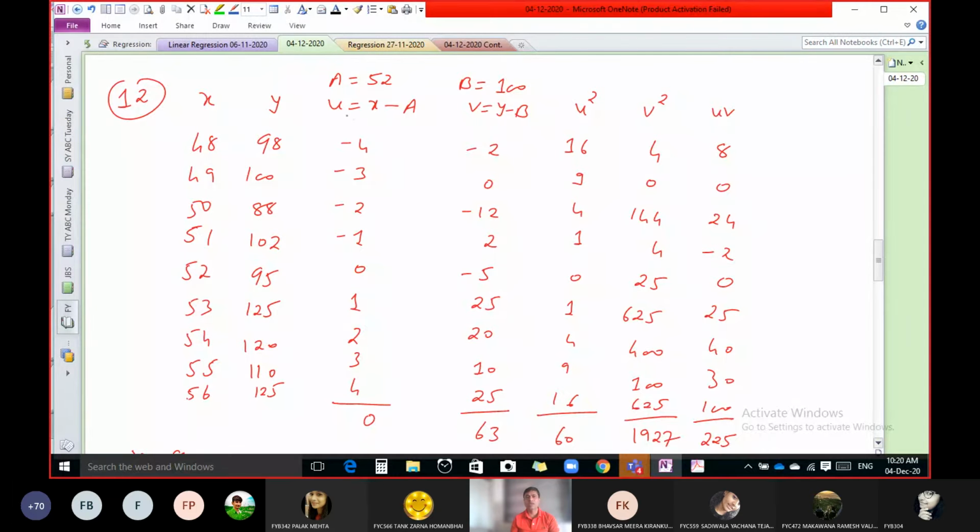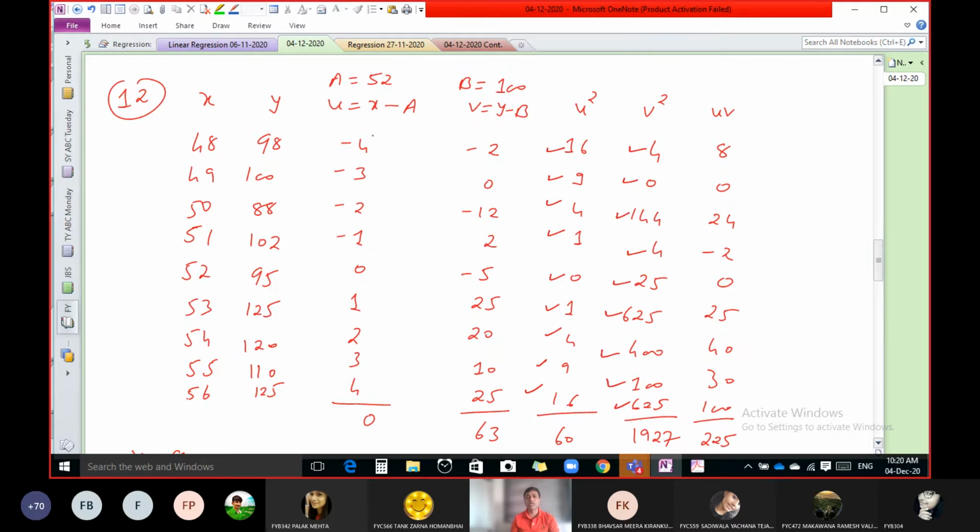Now take square of u. So minus 4 square is 16, then 9, 4, 1, 0, 1, 4, 9, 16. Total is 60. Now take square of v. Minus 4 square is 4, 0 square is 0, minus 12 square is 144, then 4, then 25, then 625, then 400, then 100, and then 625, and total of that is 1927.